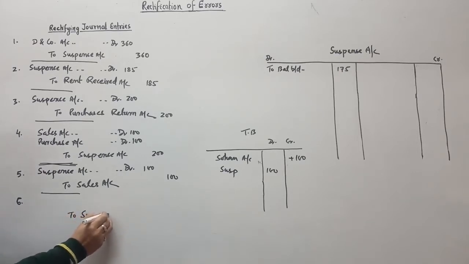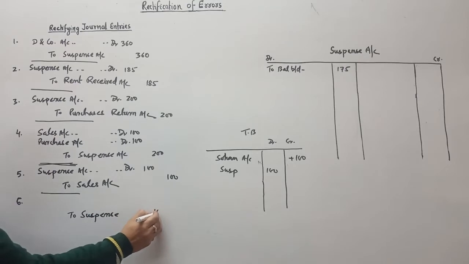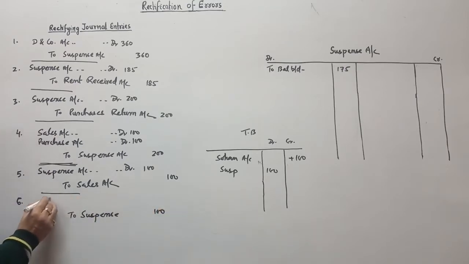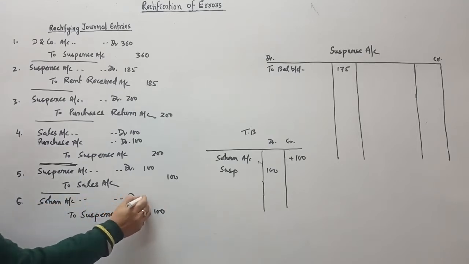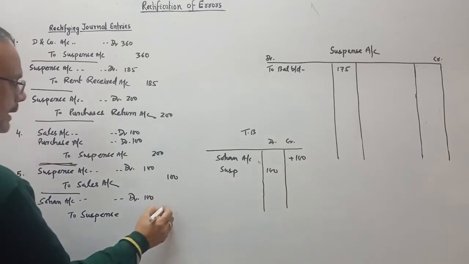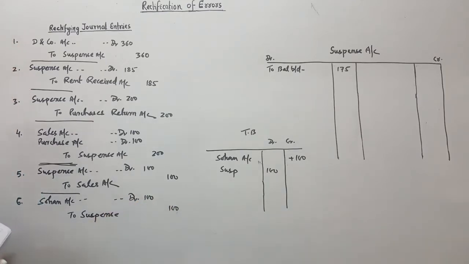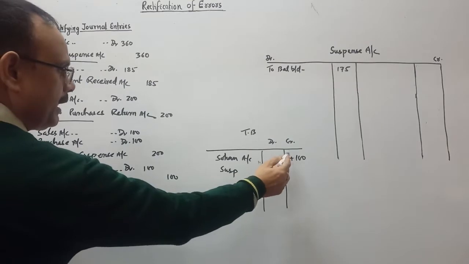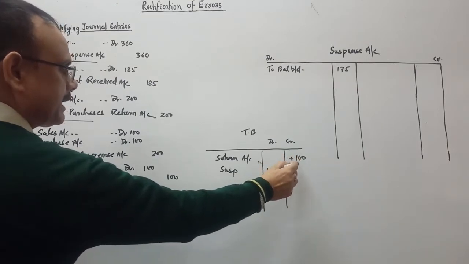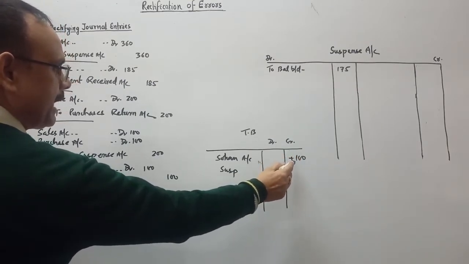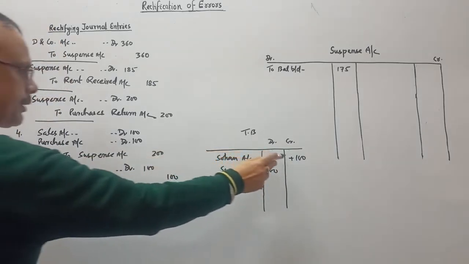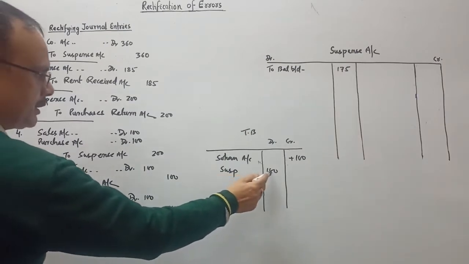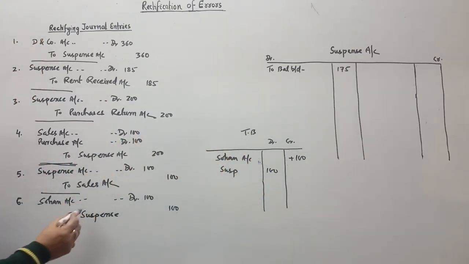suspense account will be credited by us by 100 and Sohan's account will be debited by us. We have to debit the Sohan account by 100 rupees and credit the suspense account by 100 rupees. So for Sohan, we have written more amount on the credit side. To neutralize this, we have to write that on the debit side of his account to neutralize this 100 rupees, and suspense which is on the debit side, to cancel this suspense we have to credit it.